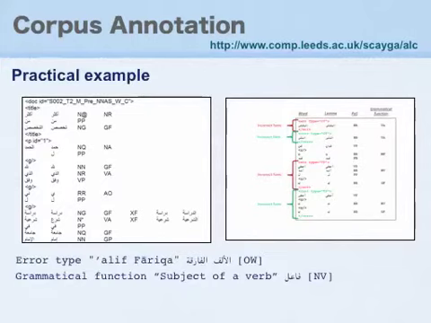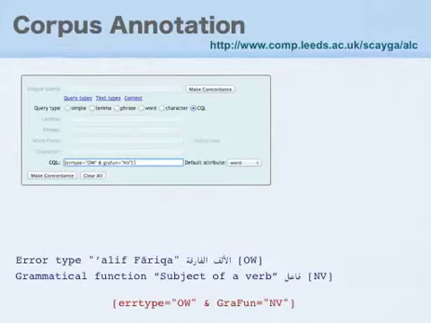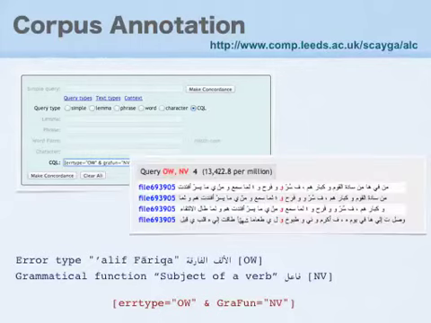Let's take this example. When we want to search for the error type ألف فارقة that occurred in tokens with specific grammatical function, which is subject of a verb, we can use the following query, which will look like this in Sketch Engine. And the result will be something like this.